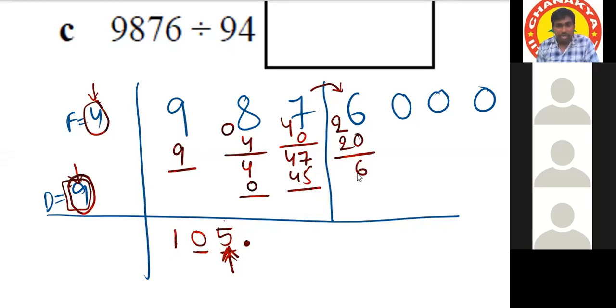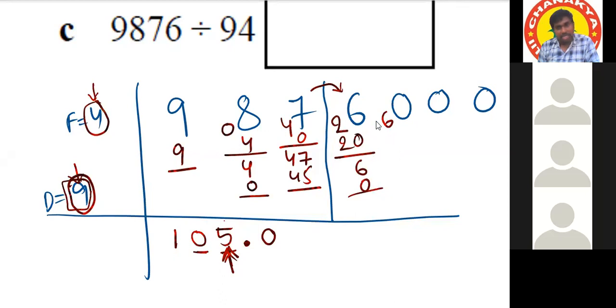Then 6 is the remainder. In 6, 9 will not go, that's why I'm taking again a 0. After taking 0, 9 zeros are 0, and the remainder is 6 minus 0. 0, 0, 0. Yeah, 6 minus 0 is 6. Write it before the next digit, that is 60.